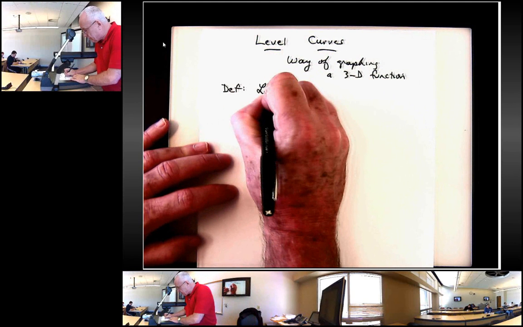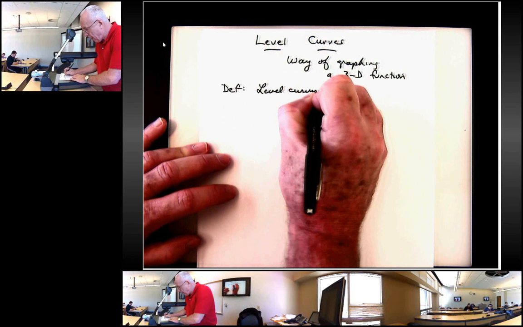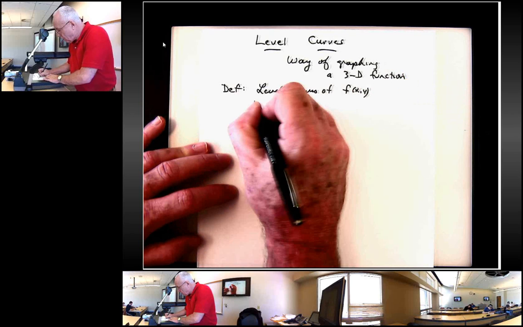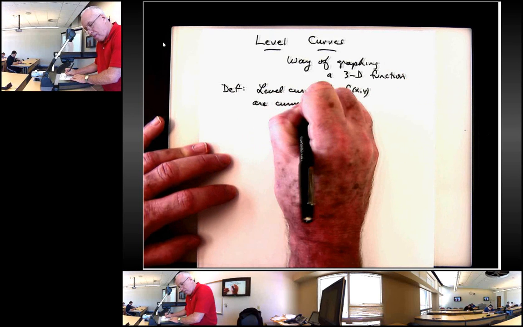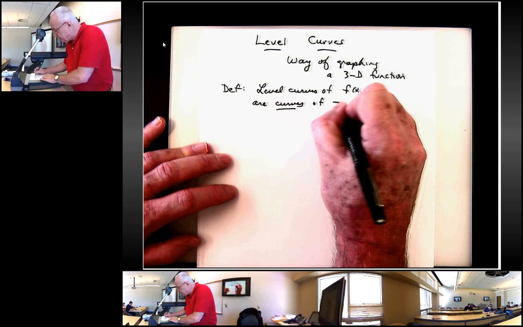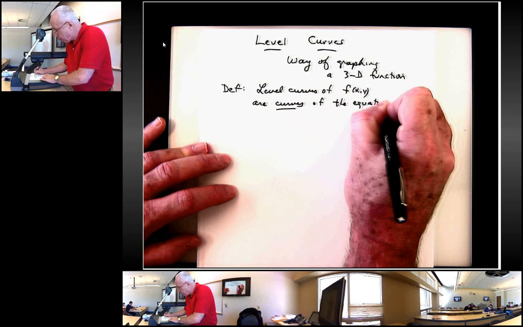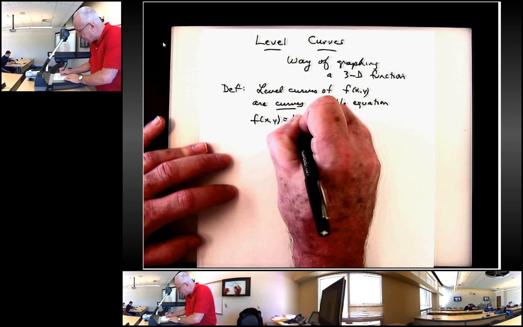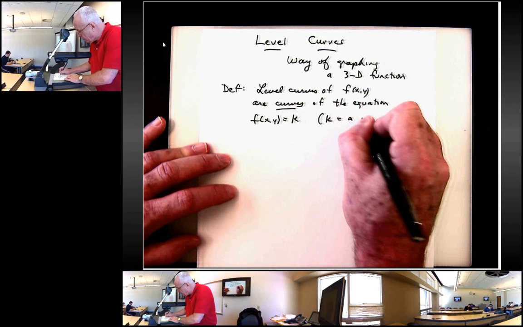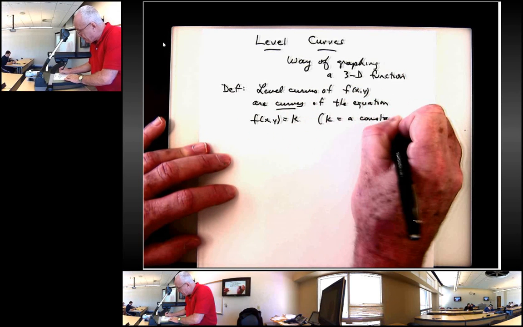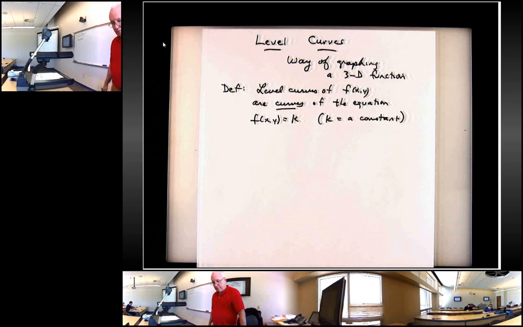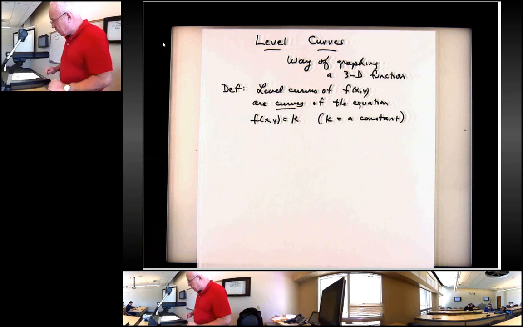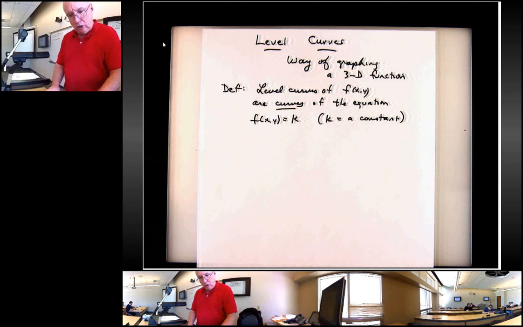Level curves of a function of 2 variables, x and y, are curves of the equation f(x,y) equal to some constant k. And we vary what k is equal to give us different level curves. Okay, so let's just look at a couple of level curves.